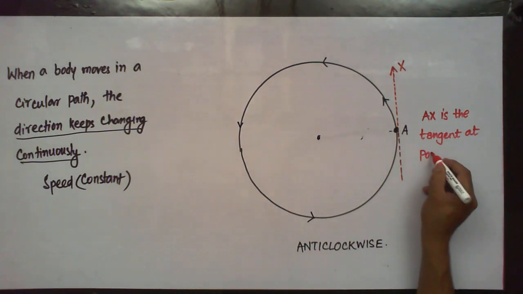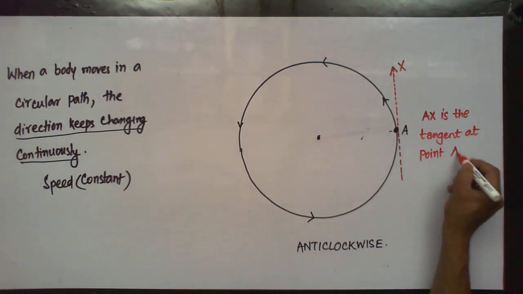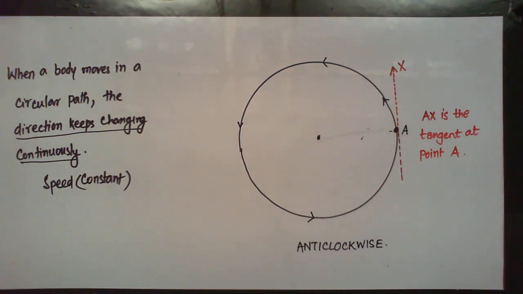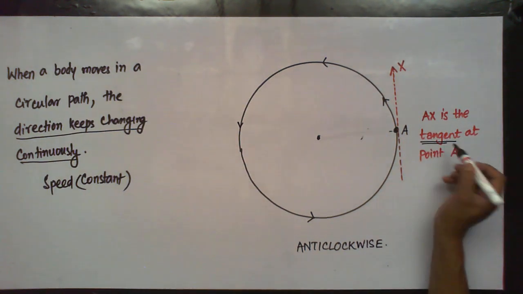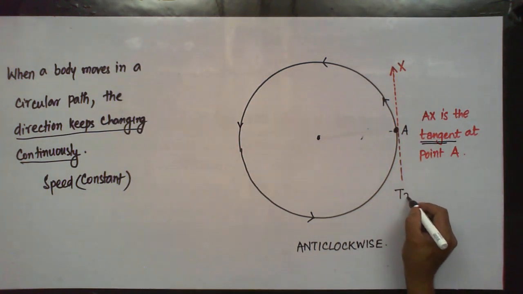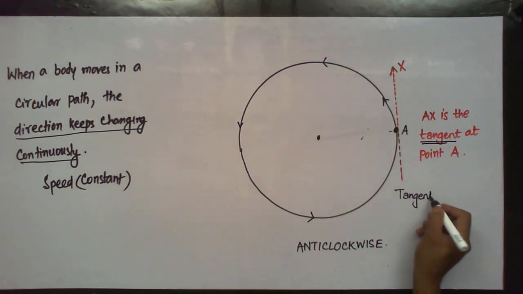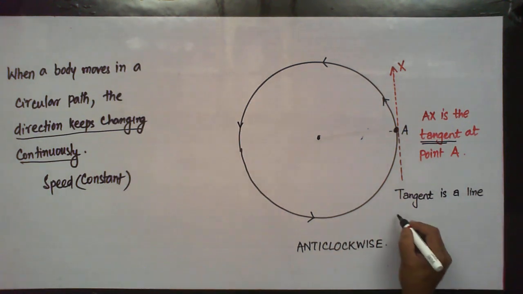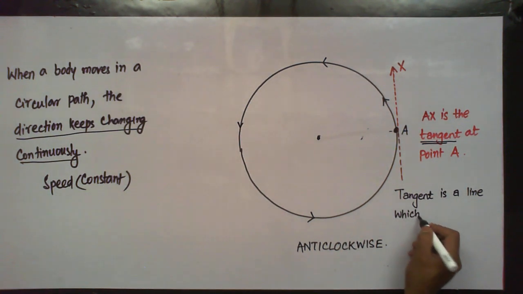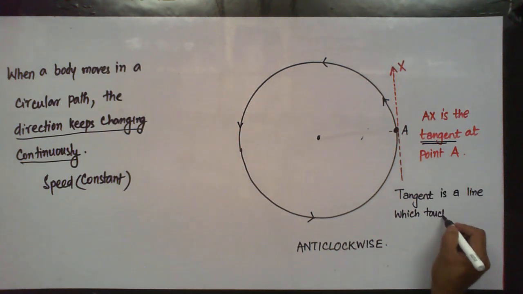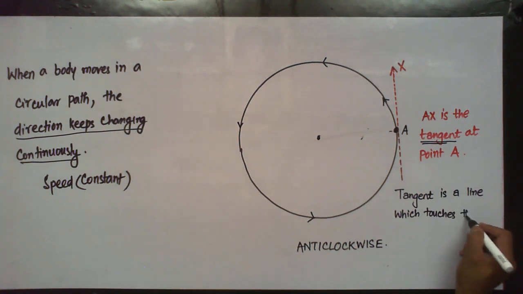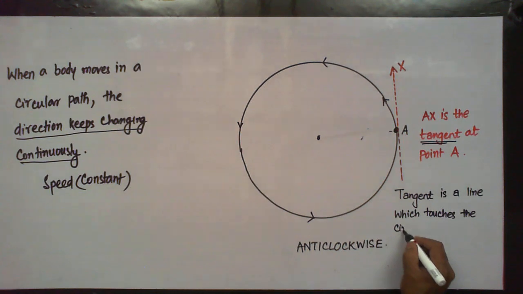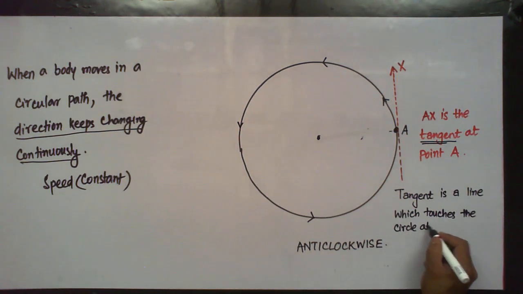AX is the tangent at point A. Now what is a tangent? A tangent is a line which touches the circle at one point. This tangent is a new word for you. So a tangent is a line which touches the circle at one point.